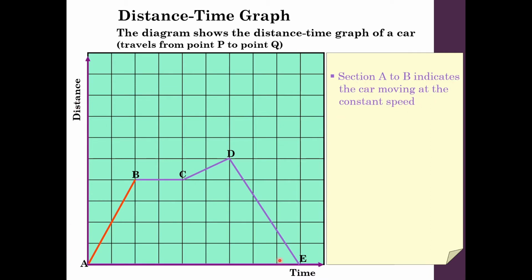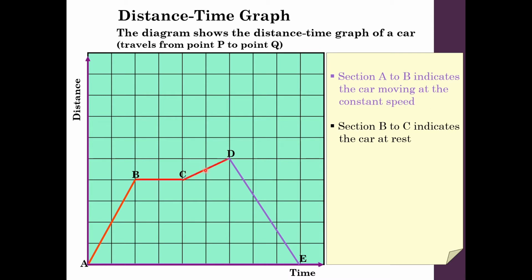Okay, so for a distance time graph, when we see a positive gradient here, that means the object is moving with constant speed. And then from B to C, it is a horizontal line, which indicates that the car is at rest, because here the distance doesn't change. If the distance at B is 10 km, at C is also 10 km. So the distance doesn't change, therefore we can say that the car is at rest.